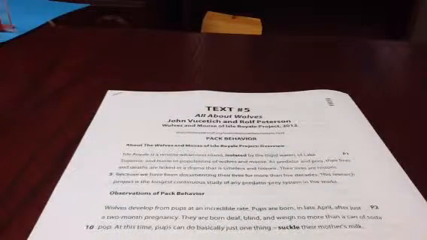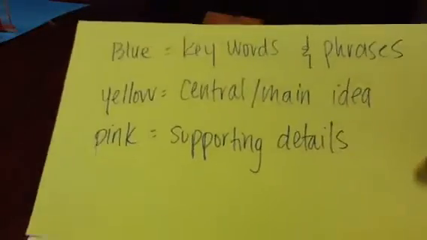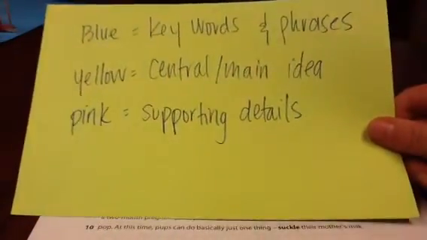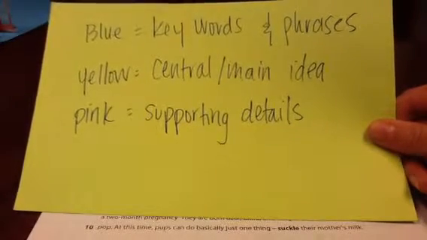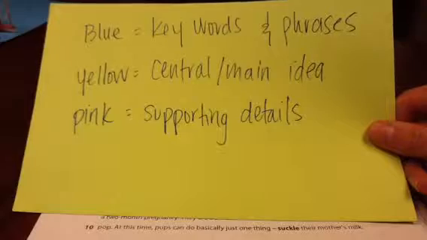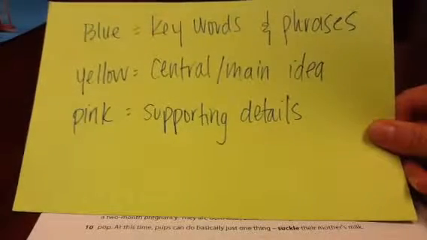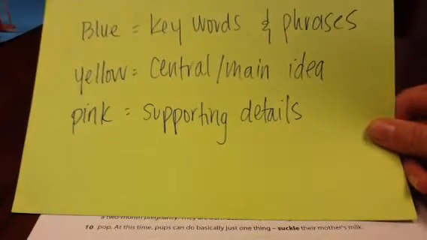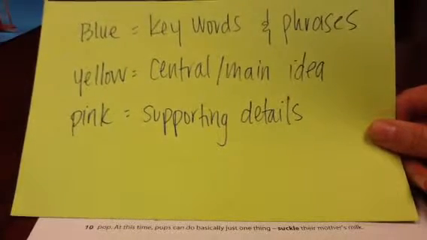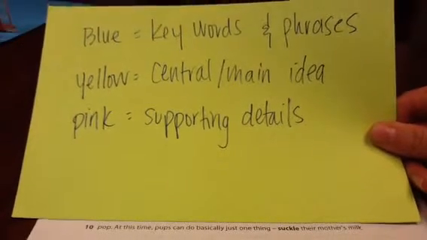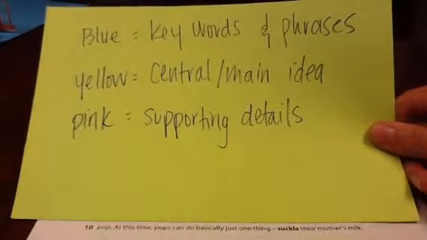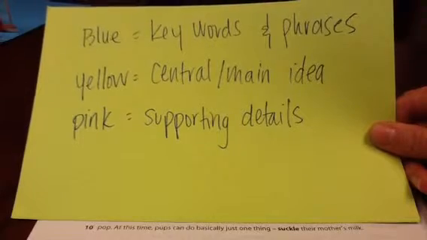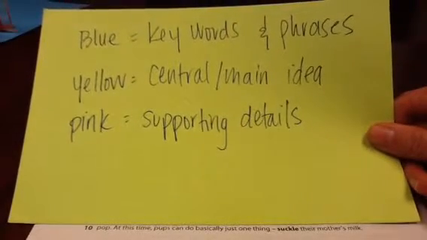Now, you can pick whichever color highlighter you want to represent whatever idea that you want, but when we're first getting started with annolighting, we're all going to use the same color highlighter to mean the same thing. We're going to use blue to identify the key words and the phrases. We're going to use yellow to identify the central or main idea of the text. And we're going to use a pink highlighter to identify some of the supporting details that connect up with that yellow, that central or main idea.